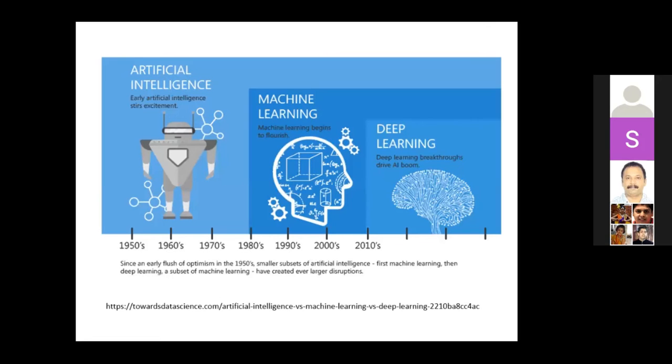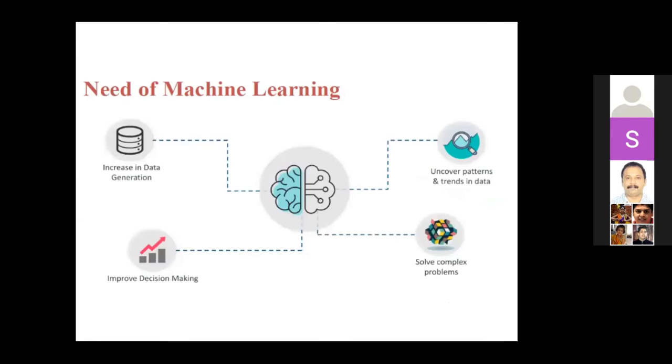This slide everybody might be aware of. Artificial intelligence is the main umbrella. Below that is machine learning. Machine learning is a subset of artificial intelligence, and in turn, deep learning is a subset of machine learning. You might already be aware of the difference between artificial intelligence, machine learning, and deep learning, so no need to tell you. Machine learning has a lot of applications.